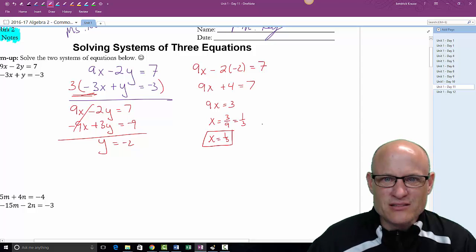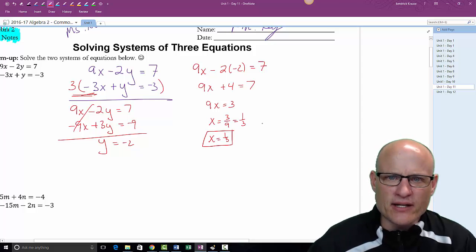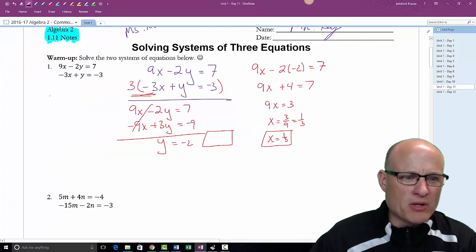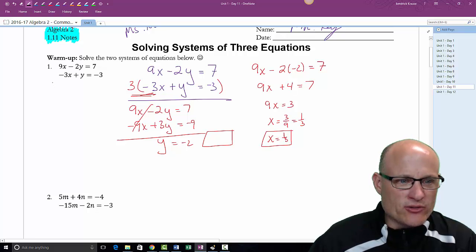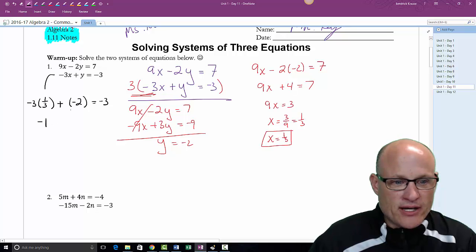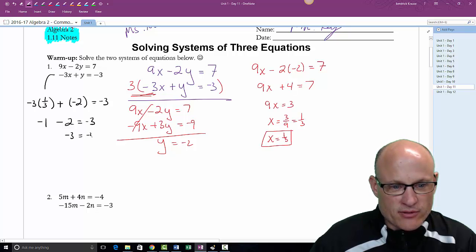Really? That doesn't seem right. Maybe I should check that. Let's bring that over here. I'm going to check it in, let's do the check in black. So I'm going to check it in the second equation, which is right here. So I'm going to do negative 3 times x, which is 1/3. Oh, that'll work out nicely. Plus a negative 2. Does that equal negative 3? I don't know. Let's see. Negative 3 times 1/3, that's negative 1. And then this is just minus 2. Oh, yeah, that does equal negative 3. Negative 3 equals negative 3. So it looks like that's my answer right there. 1/3, negative 2.